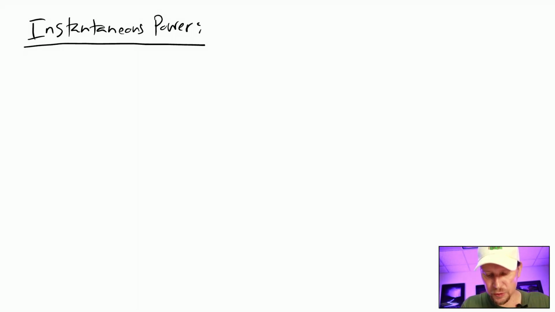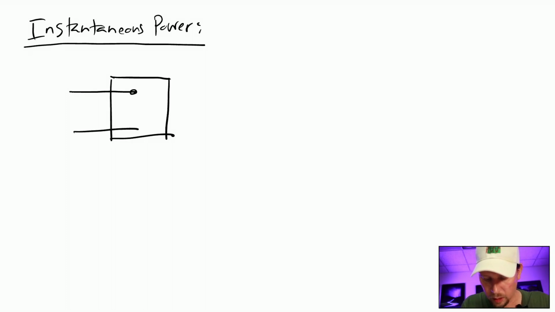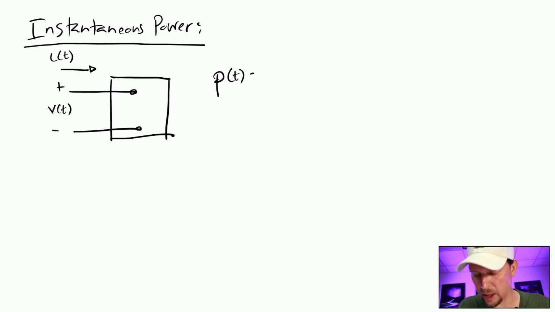Suppose that you have a circuit element like this, and we place a voltage across the terminals, and there's a current that goes in through one of the terminals, through the circuit element, and then out of the terminal. We know that the power associated with the circuit element, which is a function of time, can be computed according to the passive sign convention as the product of the voltage times the current.